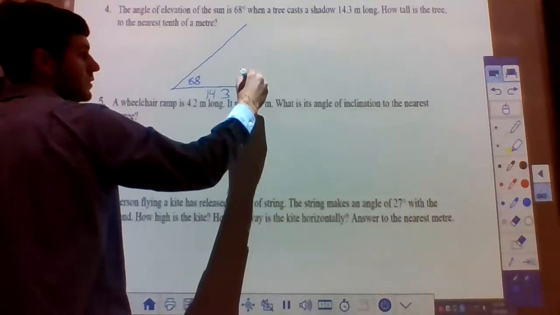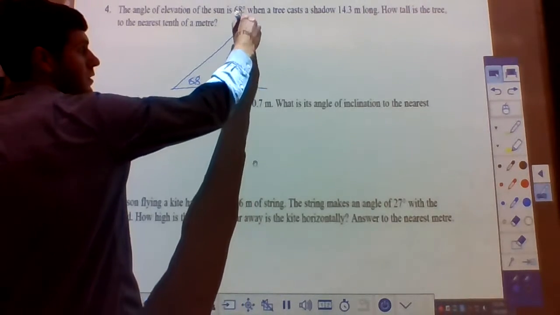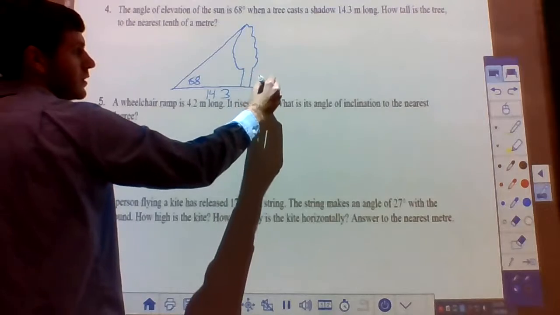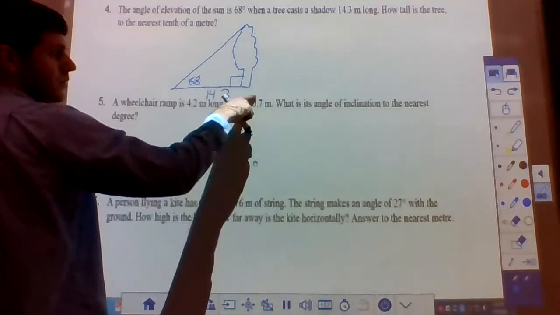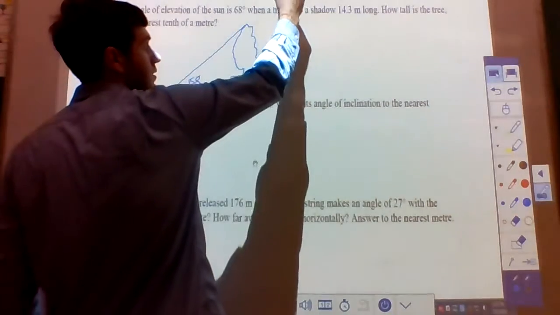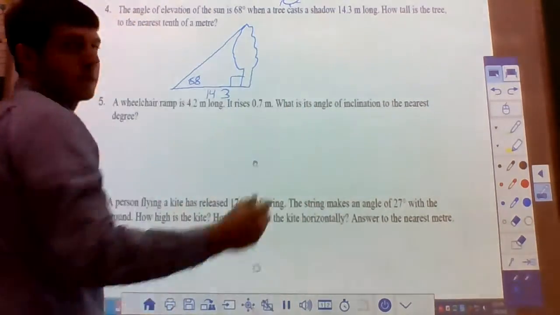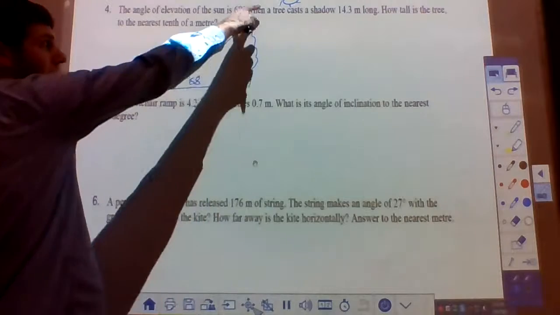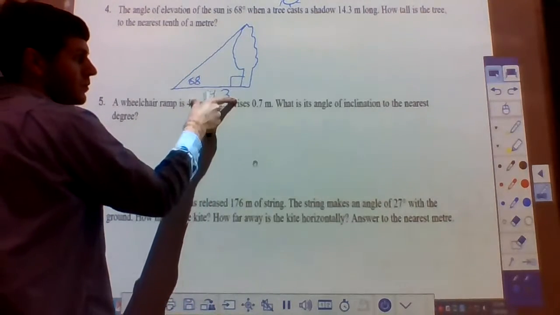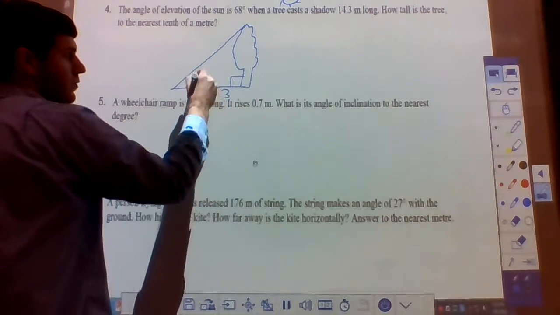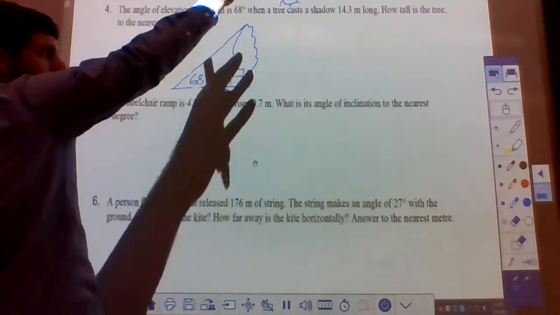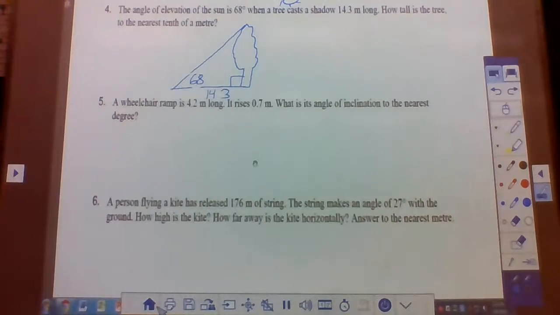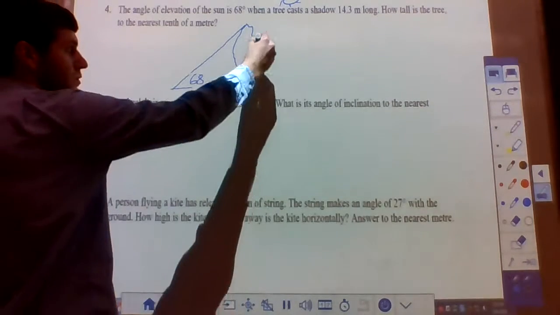So here's our tree. And here is our right angle. So the shadow, here's the sun up here. It's coming down, and the shadow is going to be 14.3 meters long, and it's forming an angle of elevation of 68 degrees. So angle of elevation is the angle going up, and we want to find the height of the tree. So we'll call that x.